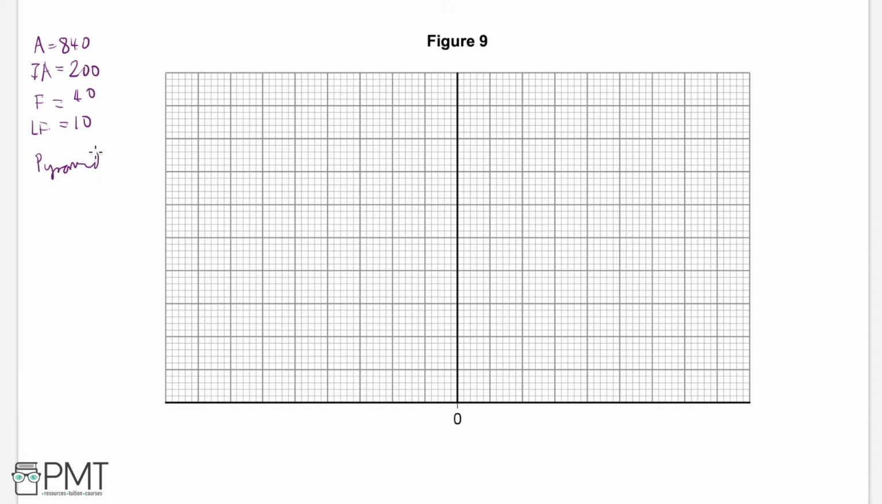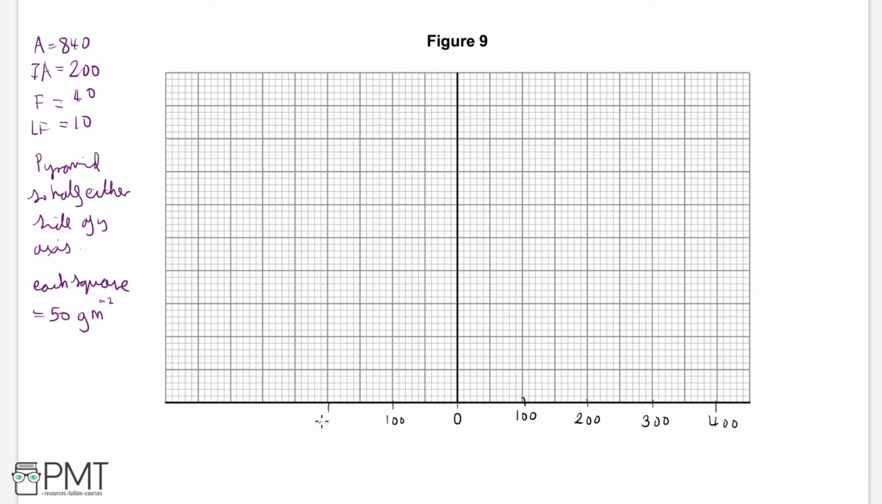We're creating a pyramid, so half of the biomass will lie either side of the pyramid. Therefore, on either side of the 0, the scale must go up to at least 840 divided by 2, which is 420. Therefore, each of the larger squares will be worth 50, so that it goes up to 450 in total. So, let's label the squares accordingly.